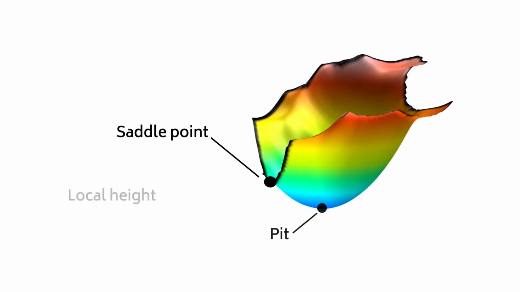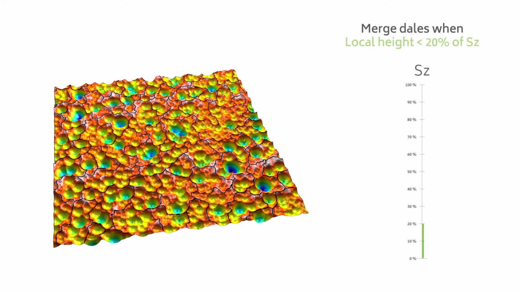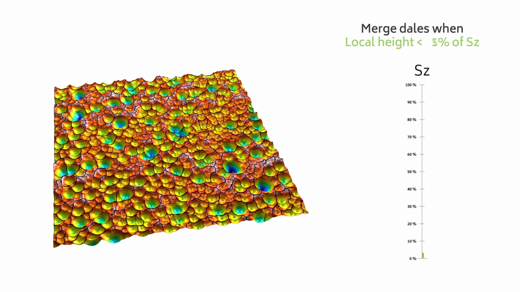The lowest point of this ridge line is called a saddle point. The local height is defined by the height difference between the pit and the saddle point. The main goal when using watershed segmentation is to fine-tune the settings. This is to avoid over-segmentation, which will lead to results containing too many valleys.